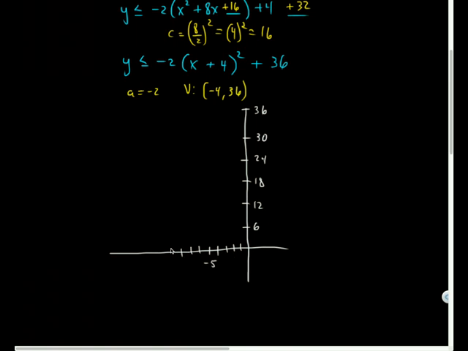1, 2, 3, 4, 5. 2, 3, 4, 5. And then let's see, I'll even go down to negative 6. So let's graph our parabola. So I've got negative 4 right here, and positive 36 is my vertex. And now the parabola opens down, and it's been stretched by a factor of 2.